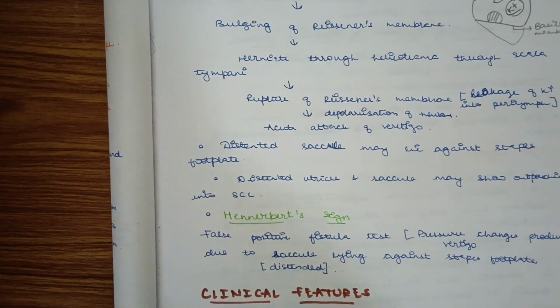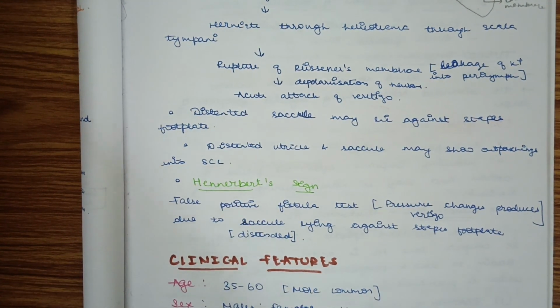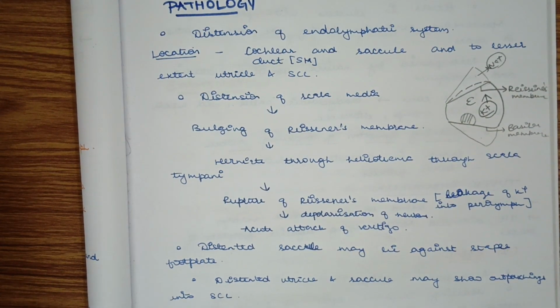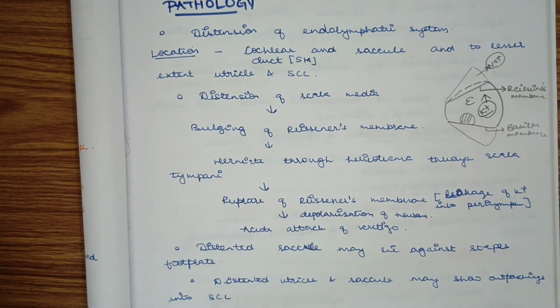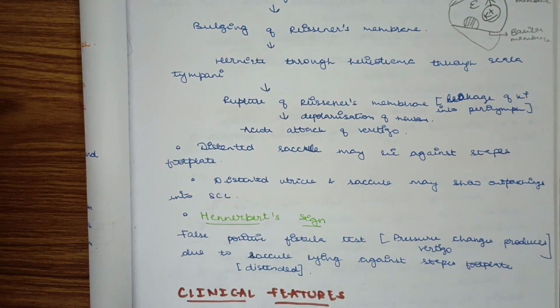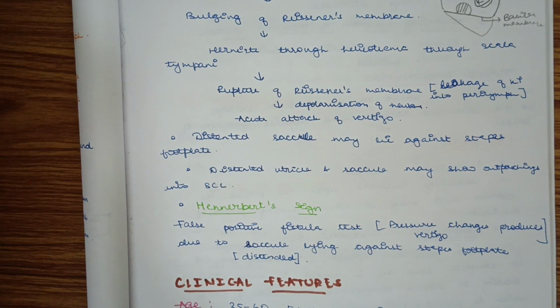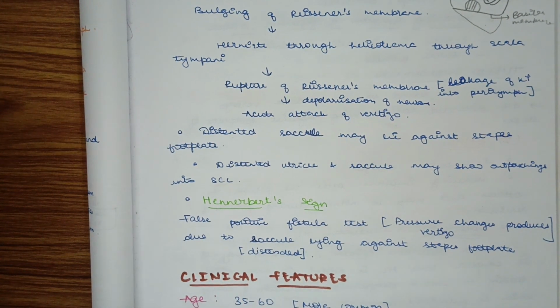Now we'll look at what is Hennebert's sign. The Hennebert sign refers to a false positive fistula test due to the saccule lying against the stapes footplate. As we have seen here, not only the scala media is affected, but the saccule is also affected, which gets distended and lies against the footplate of stapes. Due to this, there is a positive Hennebert sign, that is, a false positive fistula test. That is, there is no presence of a fistula, but the fistula test will be positive. Due to this, the pressure changes will produce vertigo.